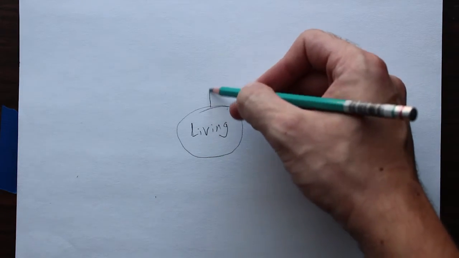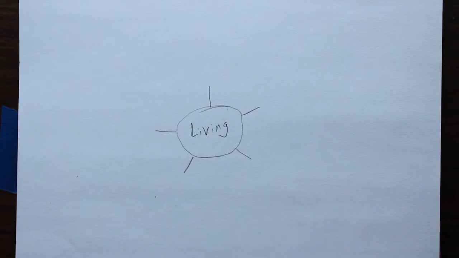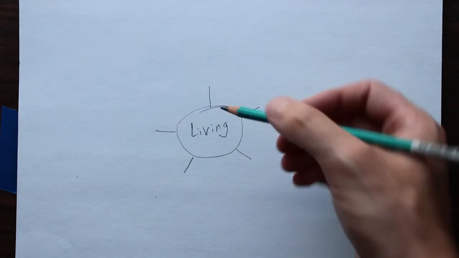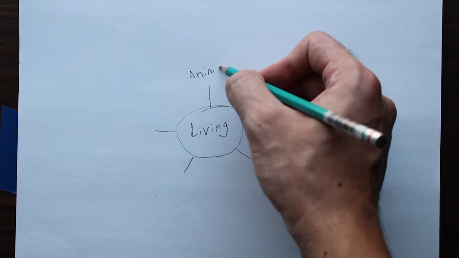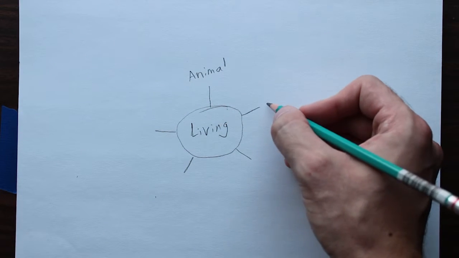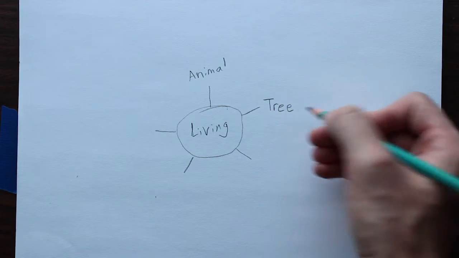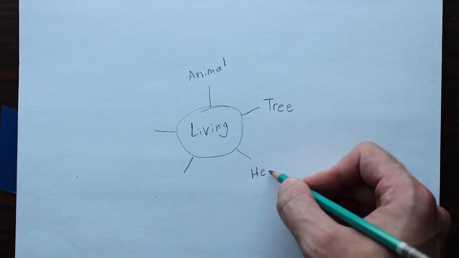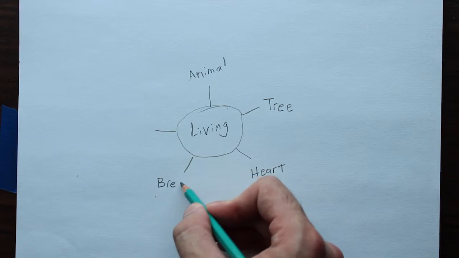And from there, I'm going to branch out into 5 different and unique ideas using words or ideas or anything that can be related to the word in the center here. So if I think of living things, one I can think of is an animal, another being a type of plant, perhaps a tree more specifically. Another thing I can think of in terms of living would be something that has a heart. When I think of living, I can think of something that has breath.